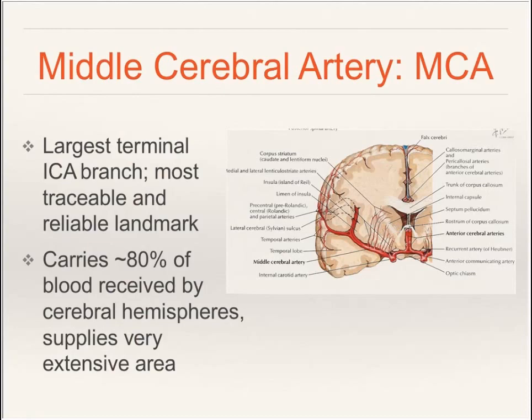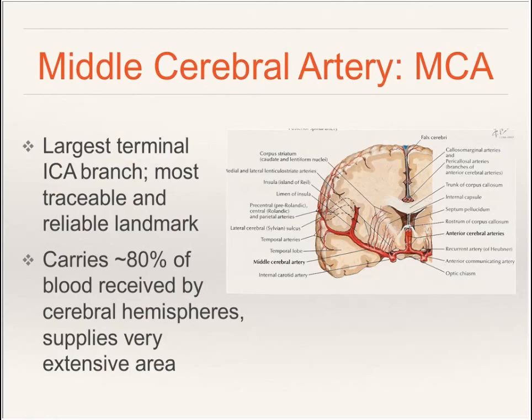So let's start with the middle cerebral artery. The MCA is the largest terminal ICA branch. It's the most traceable and most reliable landmark. It carries about 80% of the blood received by the cerebral hemispheres, and it supplies a very extensive area. So this is the vessel we focus on mostly.